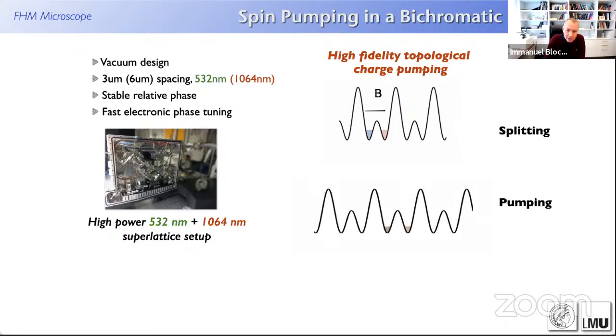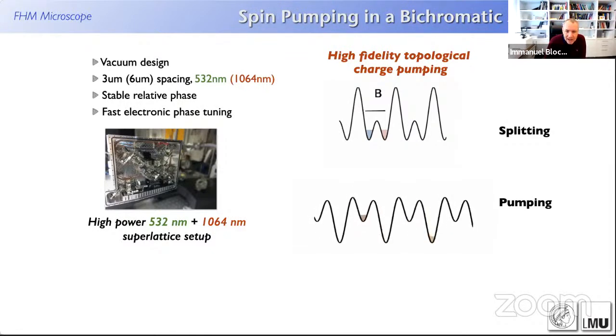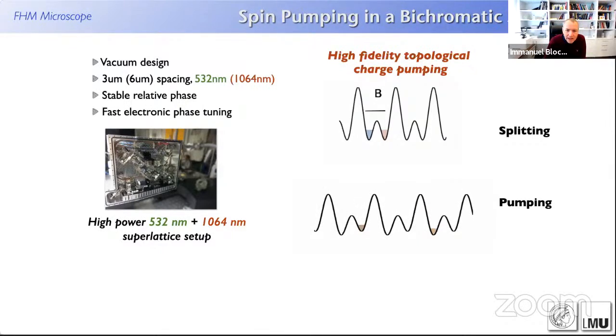How can we separate them more? You can separate them more by a process called topological charge pumping, where you time modulate the potentials. So we time modulate these optical potentials in the following way, and in that way you can increase, in a controlled way, the separation between the layers.